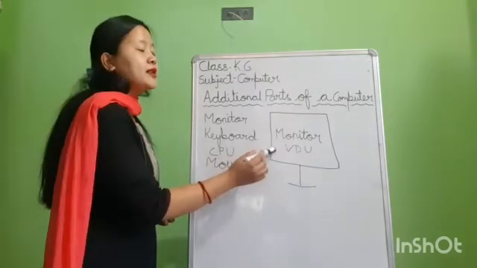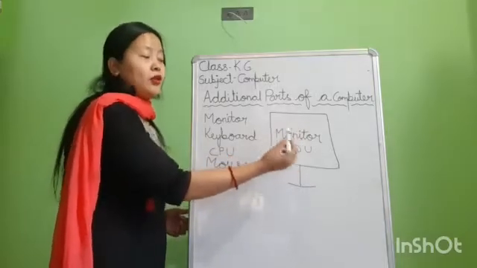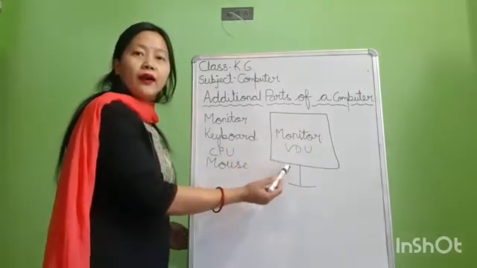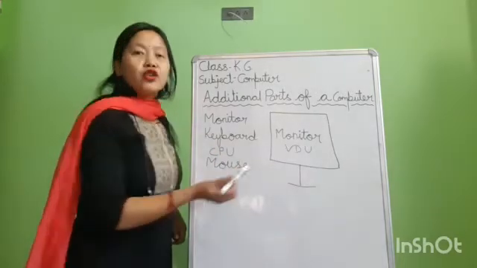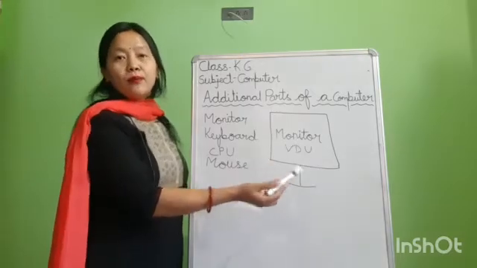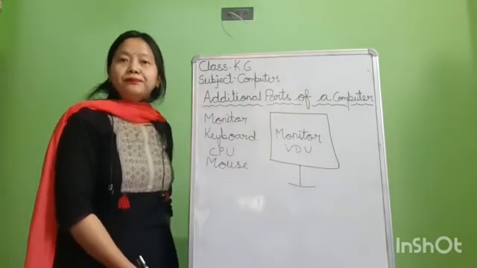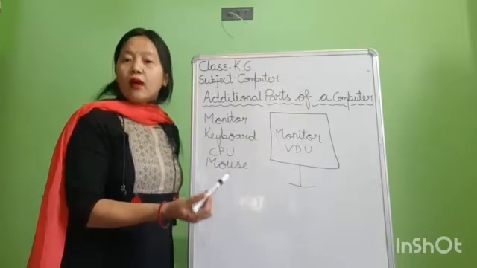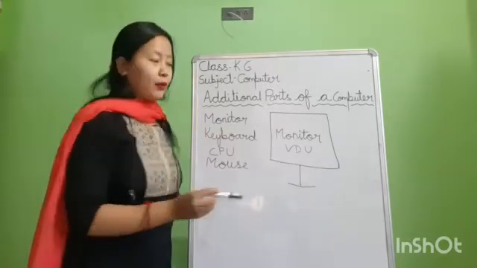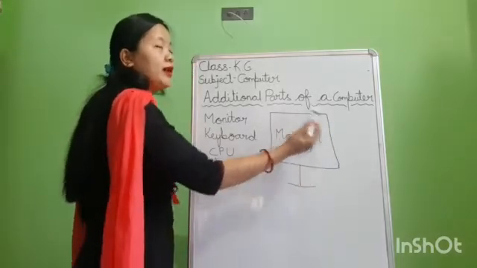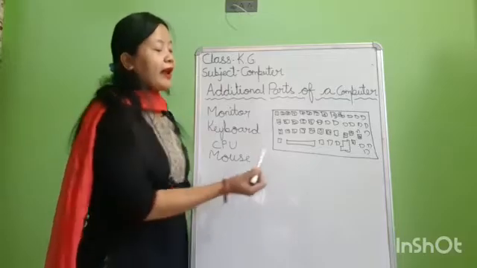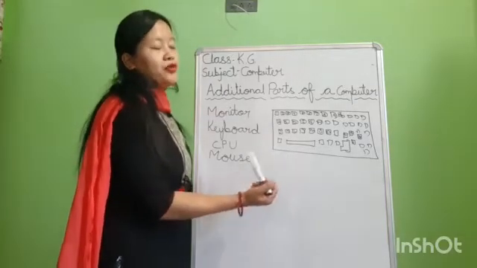Children, your monitor looks like a television. We can see pictures on the monitor. We can watch movies, cartoons, and play games on the monitor. So children, monitor shows the work we do on the computer. Whatever work we do on the computer, monitor shows it on the screen. Okay children?